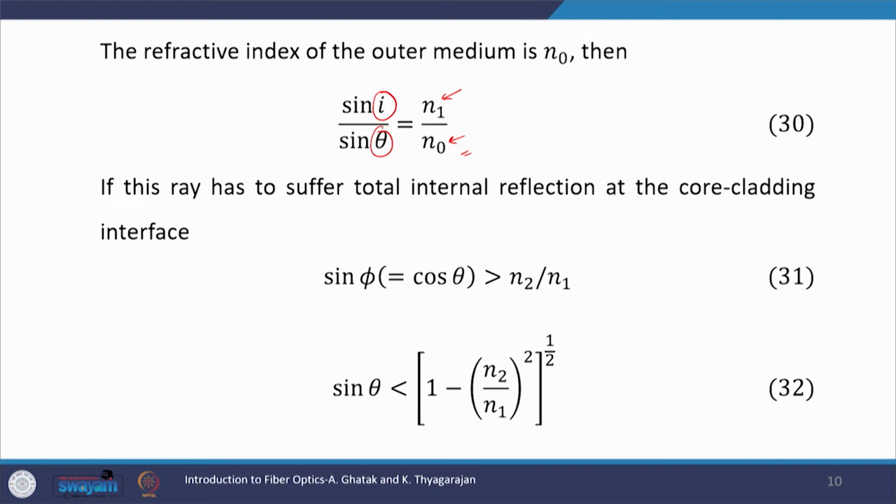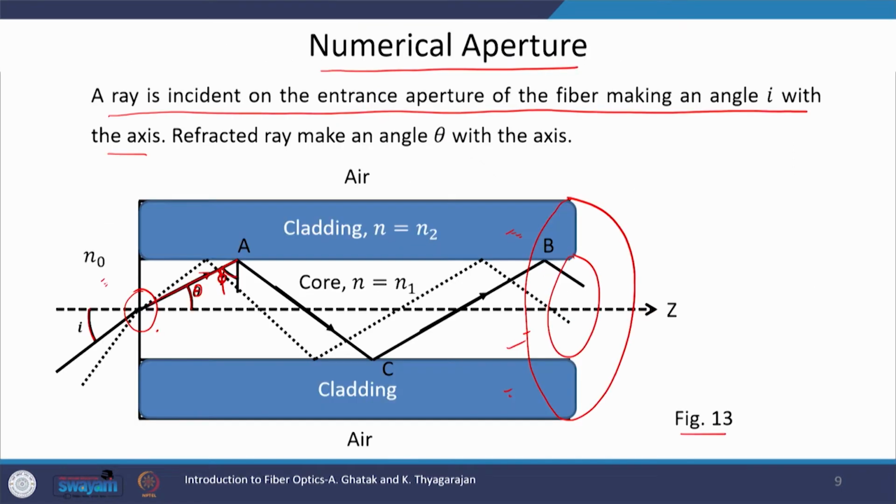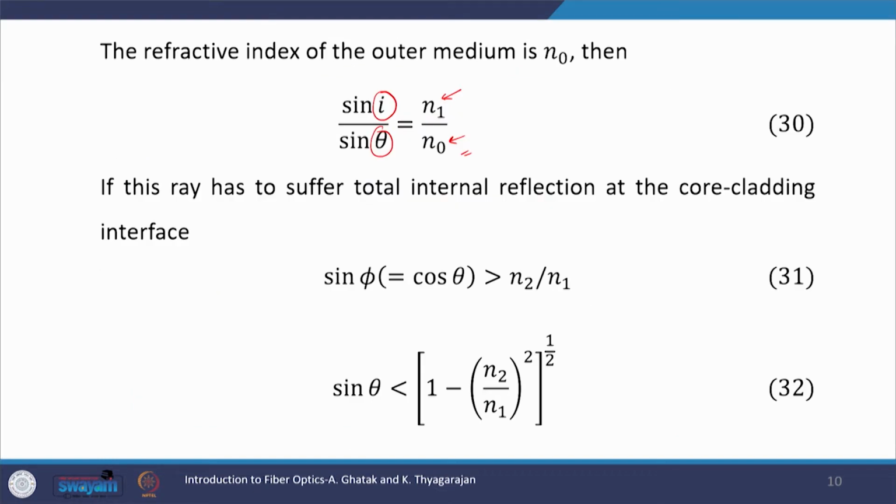Now, if we want this ray to suffer total internal reflection at the core cladding interface, then the sine of this angle must be larger than n2 by n1, because we know the critical angle theta c is equal to sine inverse n2 by n1. But here theta c is nothing but phi. Therefore, sine phi must be larger than n2 by n1 for total internal reflection to happen.